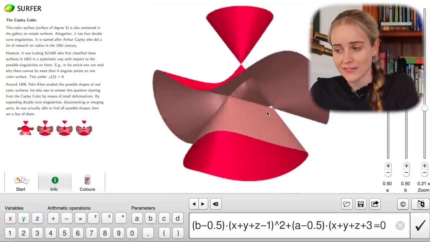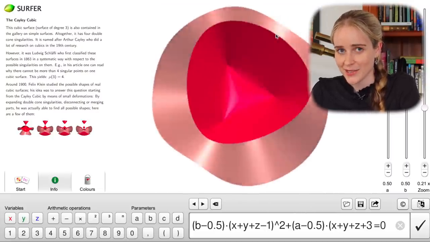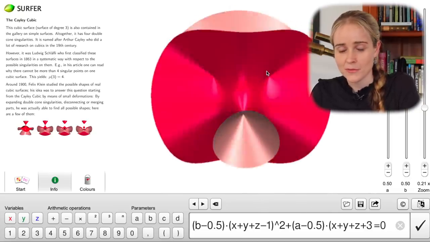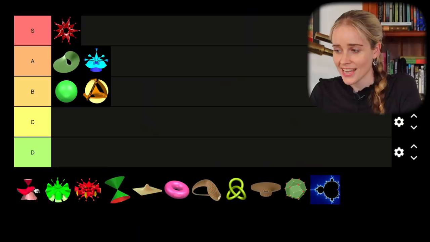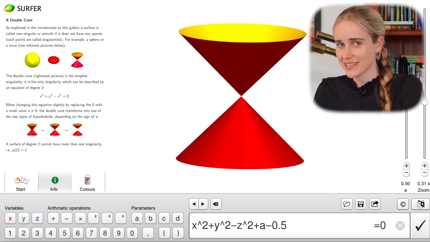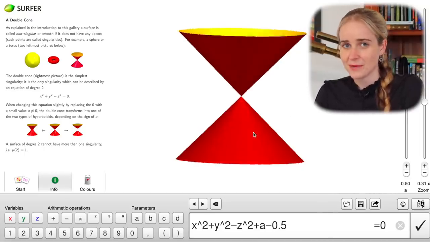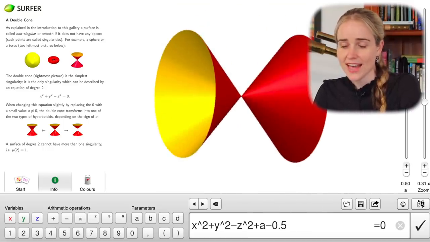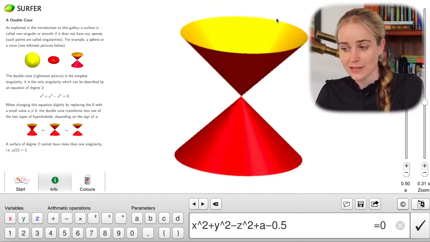And then we'll have the Cayley Cubic, another world record surface, this time of degree 3, coming in with 4 singularities and getting placed in C tier. The next one is also a record holder. It's the double cone, coming in with 1 singularity for degree 2. I talk about this one a bit as well in my video about the Bath sextic. You can really see that prominent singularity in the middle of the shape.